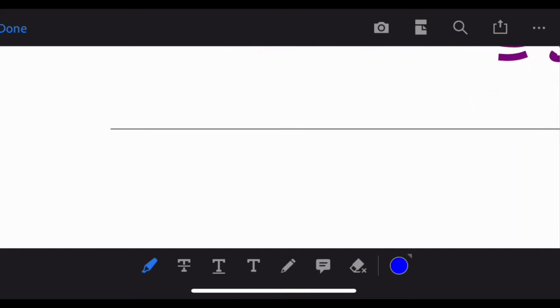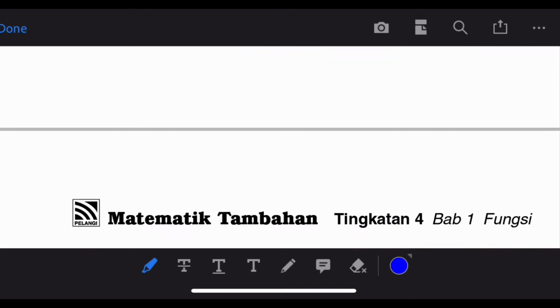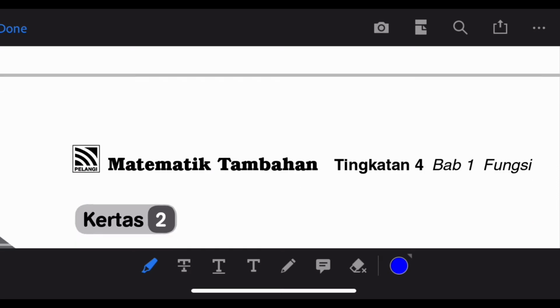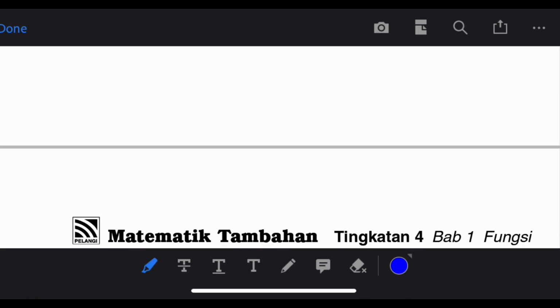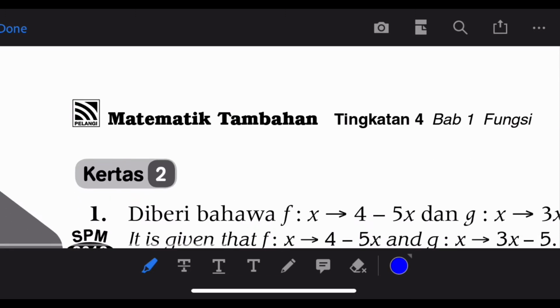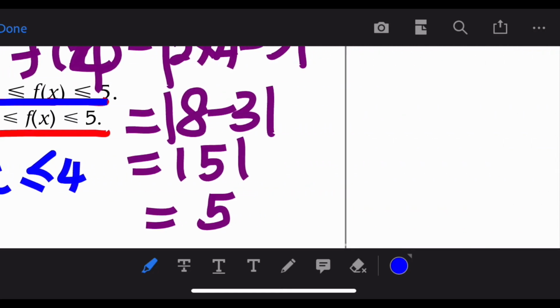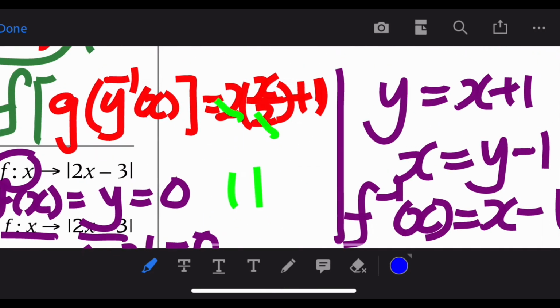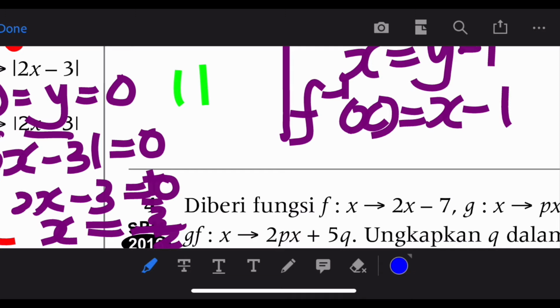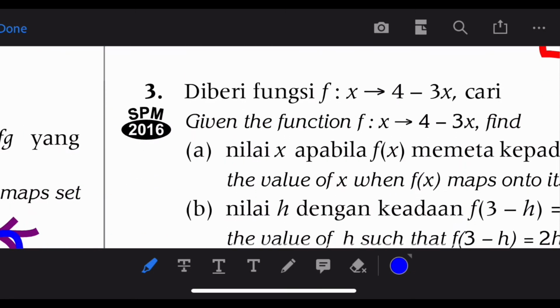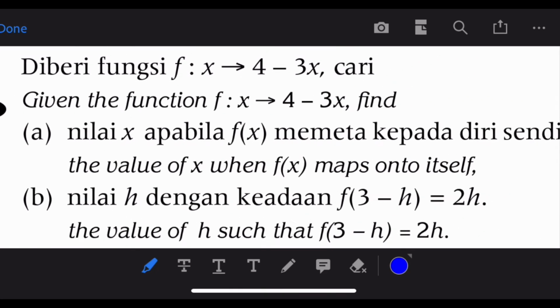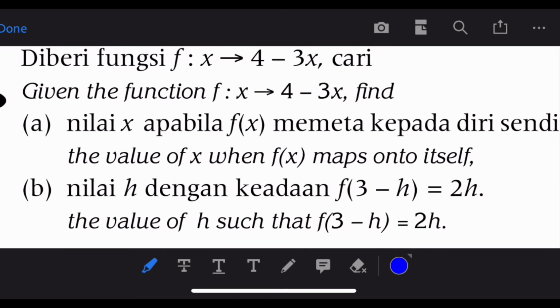Now we can actually do number 3. Okay, we will proceed to the next question, which is still a Paper 1 question. Let's have a look at this one. Question number 3. You'll see questions like this coming out in your mid-year exam. So you can try first.